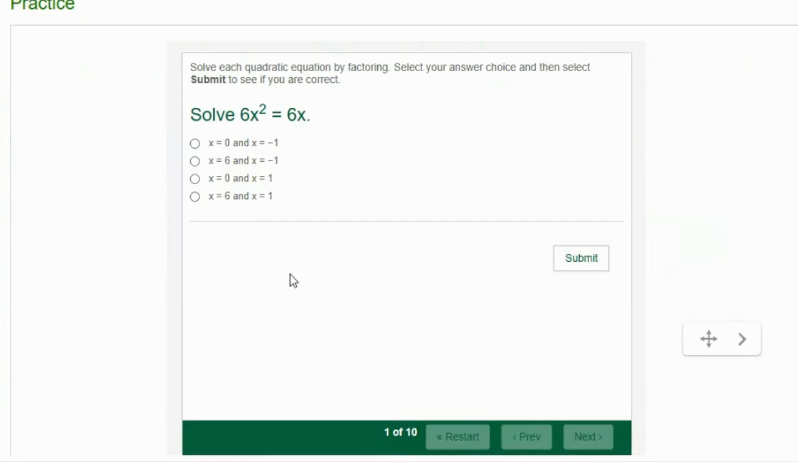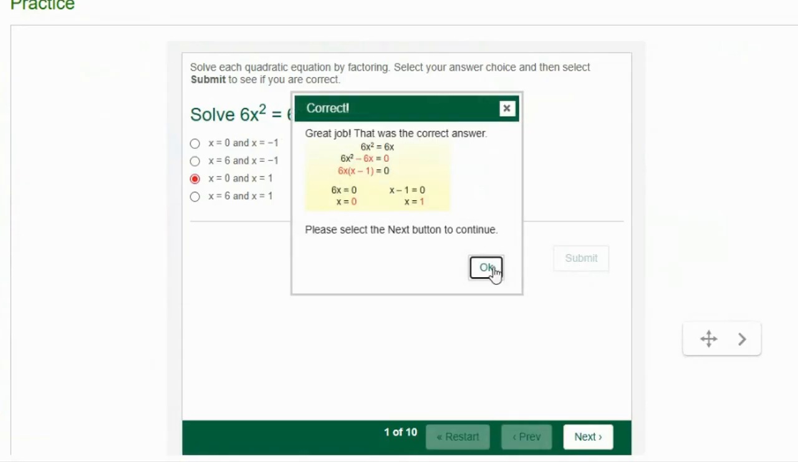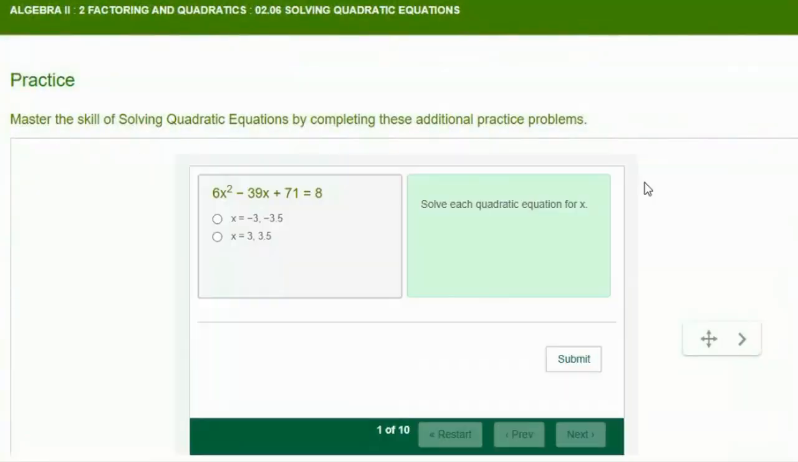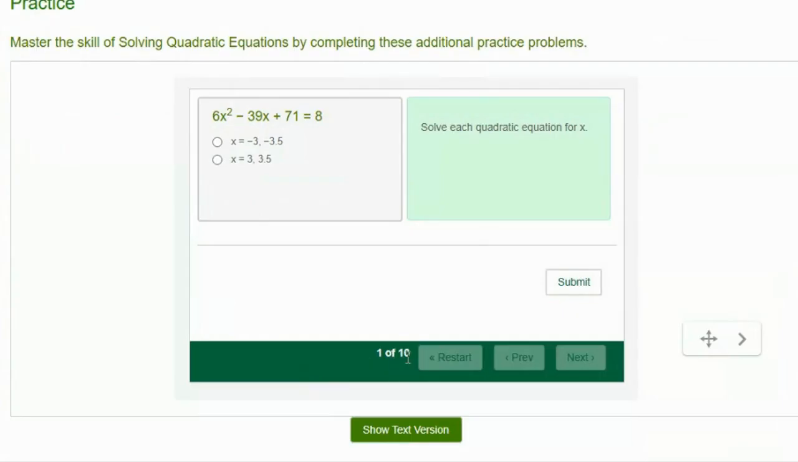If you said, oh, it's 0 and 1. Yeah, that's it. Okay, next one. So, there's 10 problems there. The next page has 10 problems there. Here is the equation. This is not set equal to 0. You got to move that 8. Here's two answers.